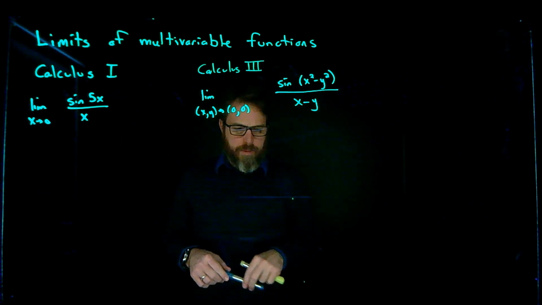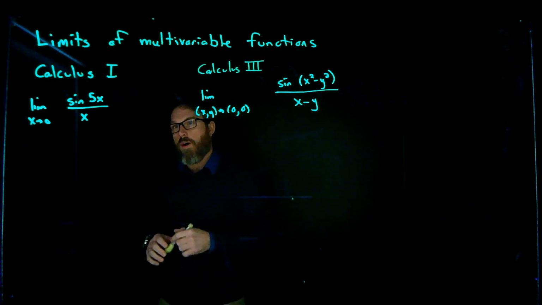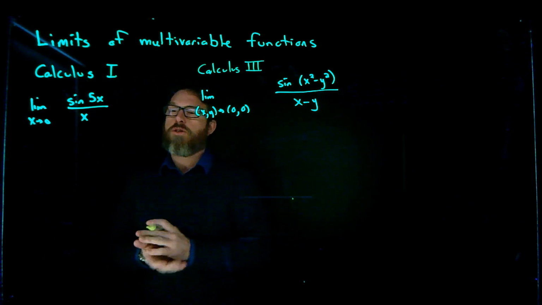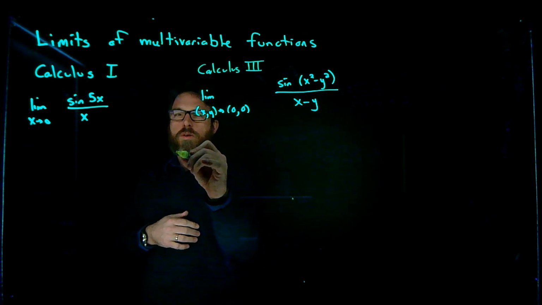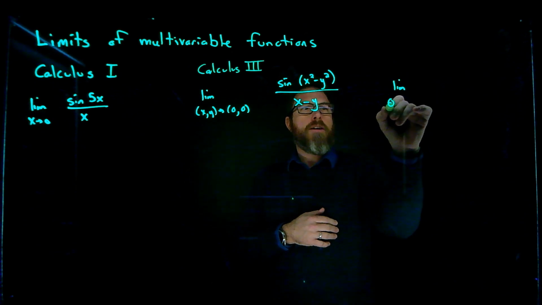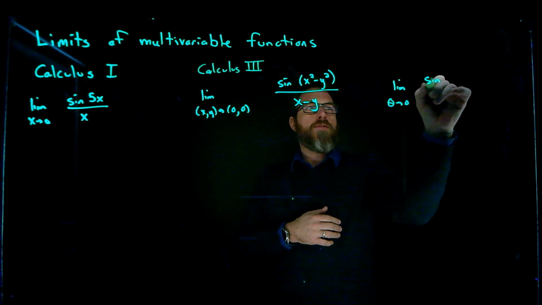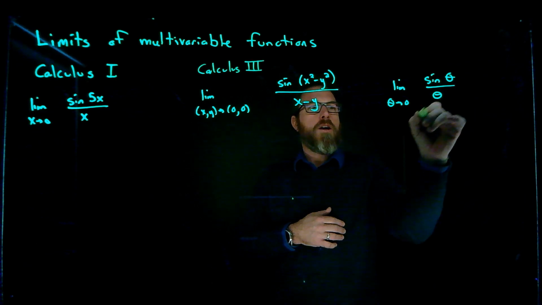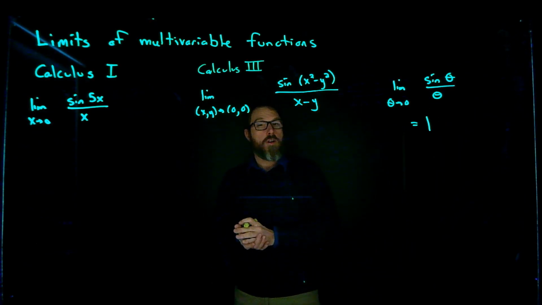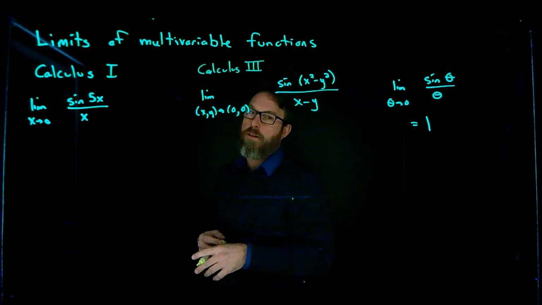So the last limit I want to do is something we saw in Calculus 1, and we know that the limit as x approaches 0 of the sine of 5x over x. Well, what we're going to do is use this trick over here: if I have the limit as theta goes to 0 of the sine of theta over theta, we know that this is equal to 1, and we can verify this using L'Hopital's rule, but I want to do it algebraically.